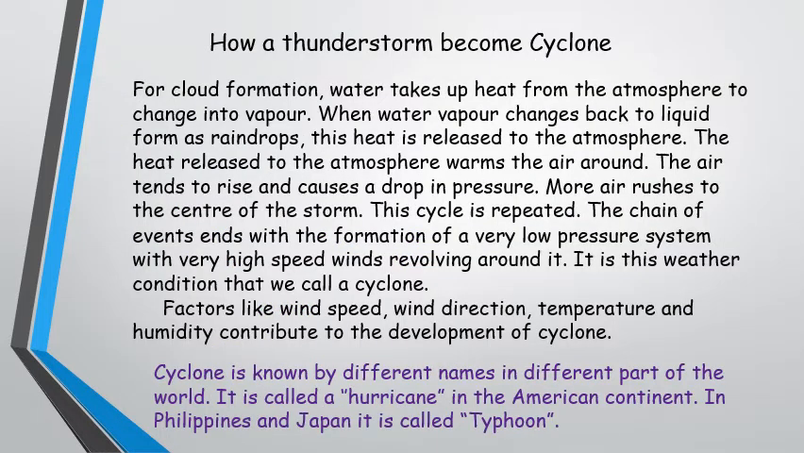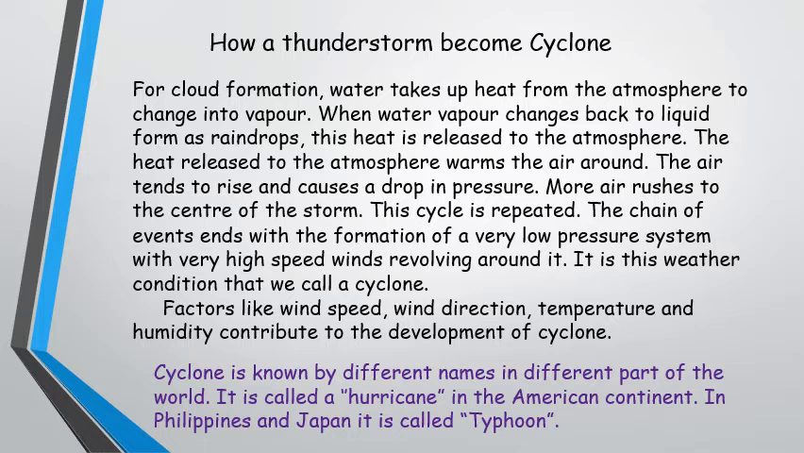How does a thunderstorm become a cyclone? For cloud formation, water takes up heat from the atmosphere to change into vapor. When water vapor changes back to liquid form as raindrops, this heat is released to the atmosphere. The heat released warms the air around. The air tends to rise and causes a drop in the pressure. More air rushes to the center of the storm.